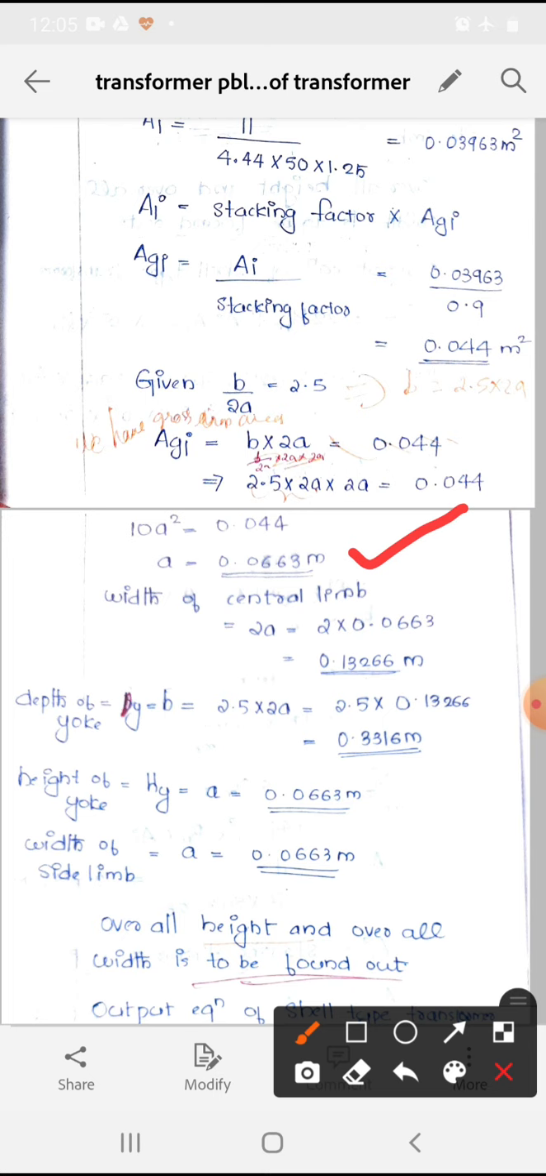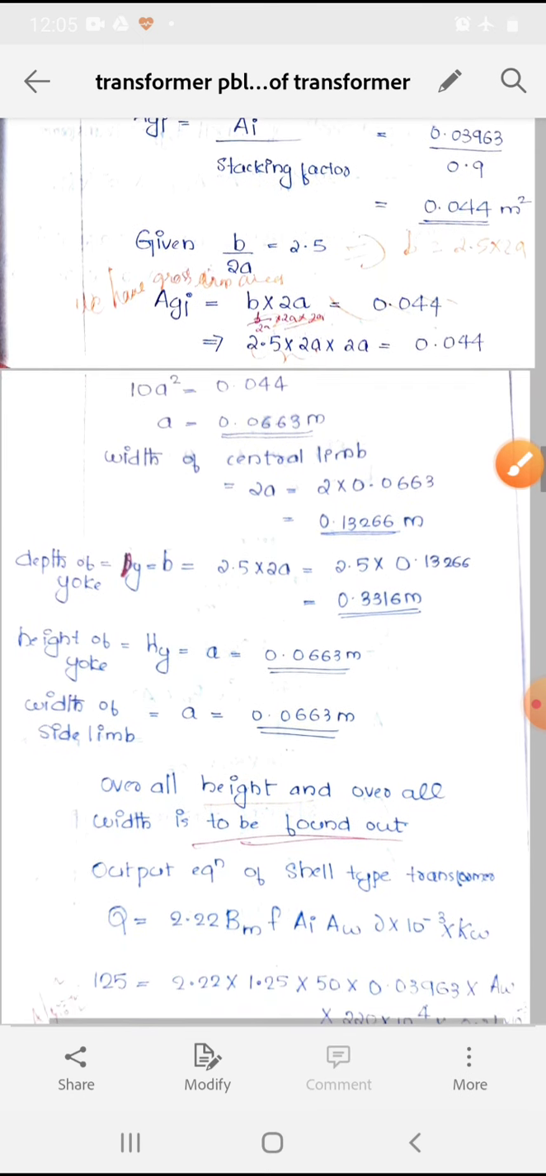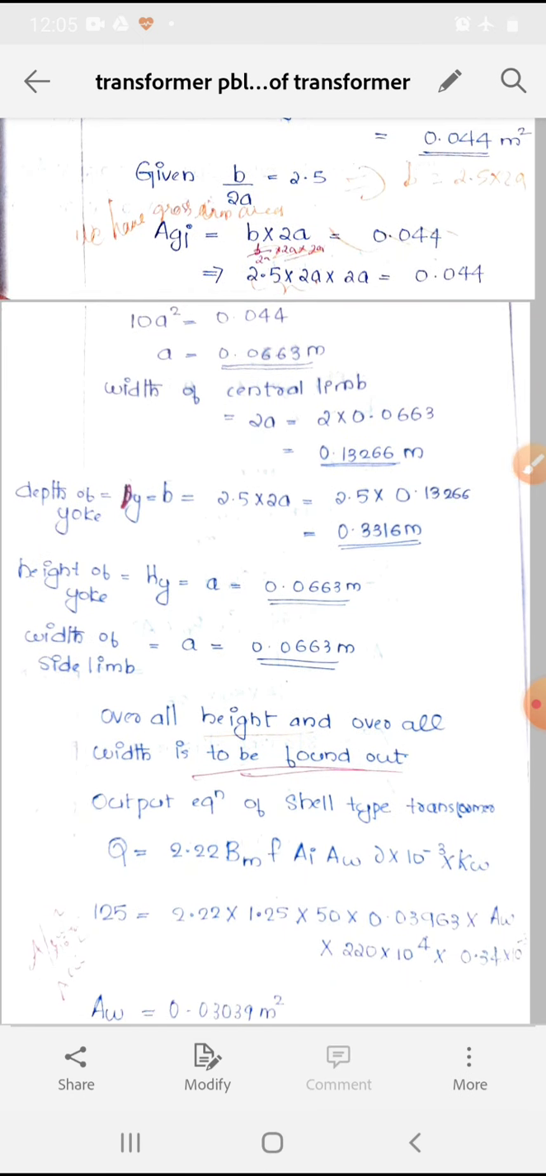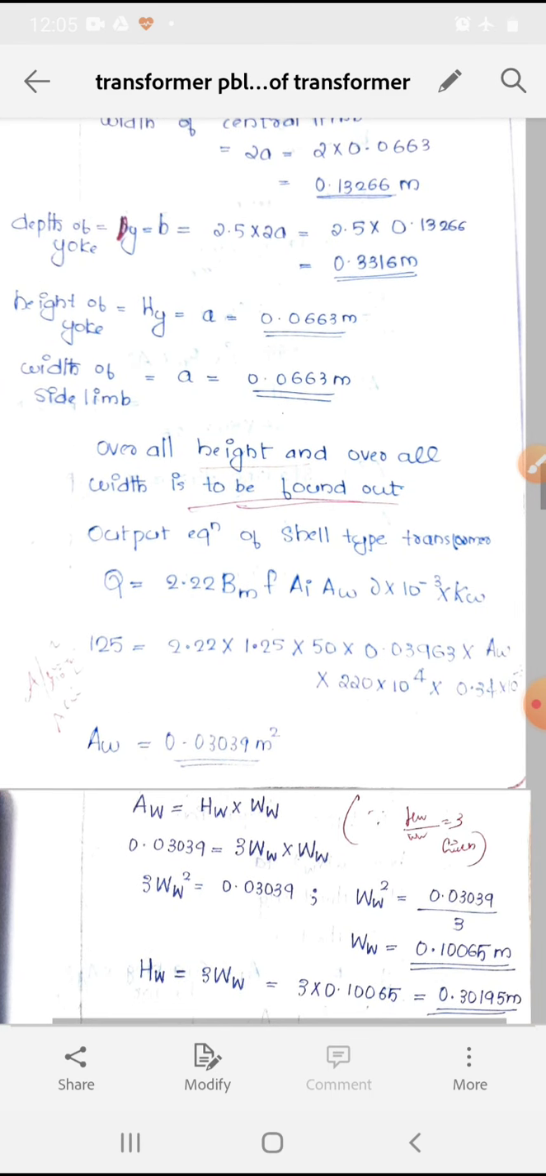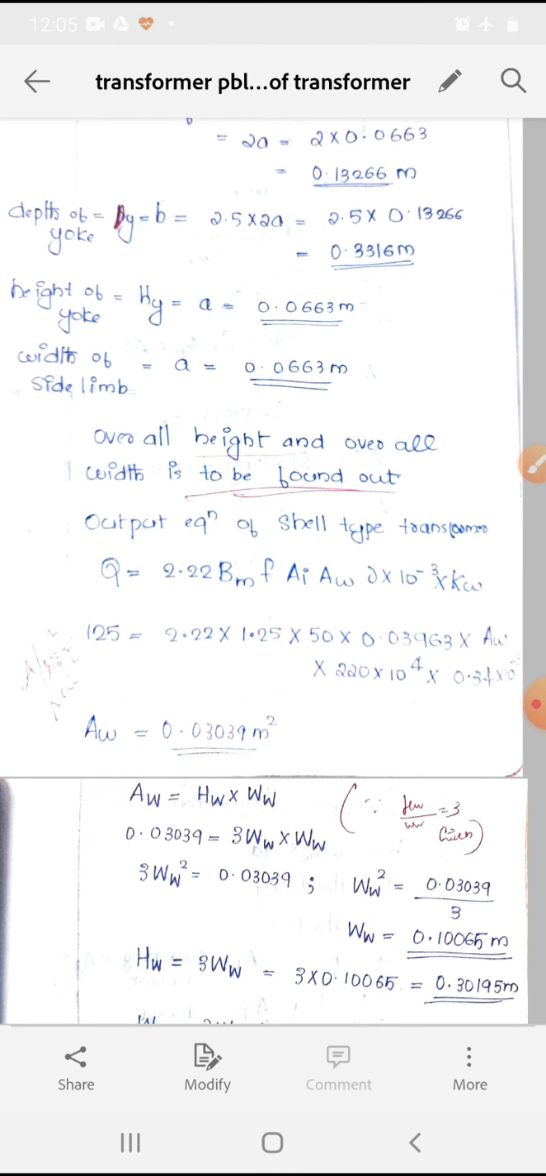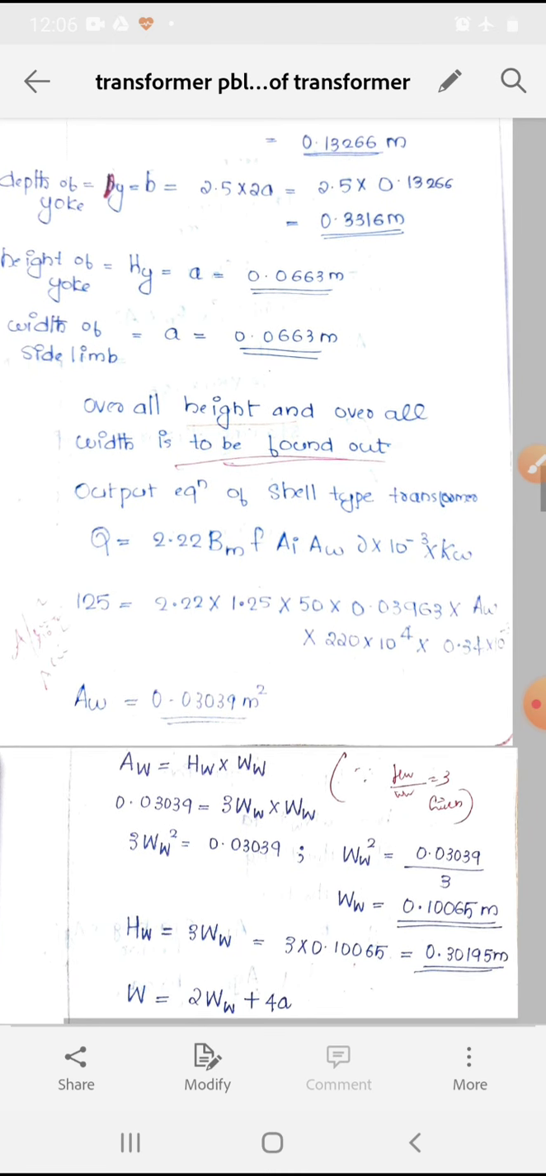0.0663 meter. Then the width of the limb is 2A, therefore we will get the width of the limb by substituting the value of A, and the depth of the yoke is dy is equal to b, that is b is equal to 2.5 into 2A. So we got the value of depth of the yoke also. Then the height of the yoke for a shell type transformer is Hy is equal to A, and the width of the side limb is also A. Now we need to find the overall height and overall width of the shell type transformer.